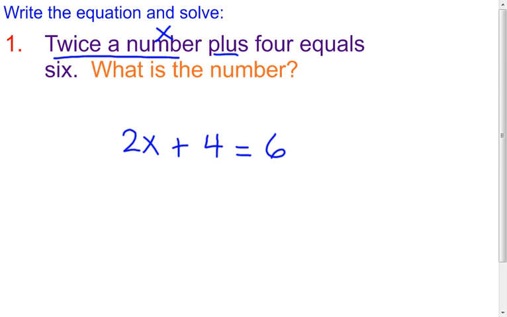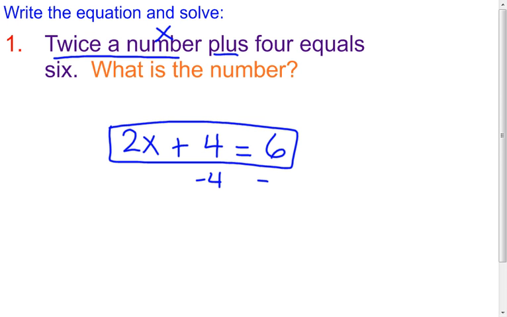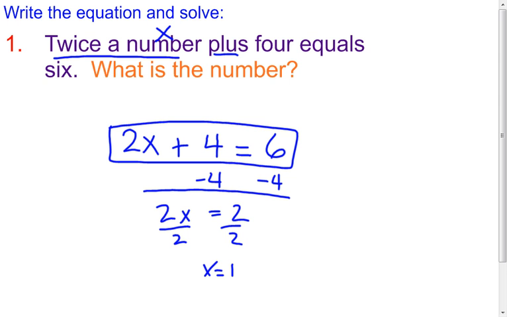And then we need to solve for the number. So the hardest part is to make the equation. Here's the equation to start with. And now we are going to solve this. I will do this very quickly since our previous lesson really involved this, but I will need to subtract 4. And then, of course, I will have 2x equals 2. Divide by 2. And x would be 1 in this case. So the number we are talking about is 1.